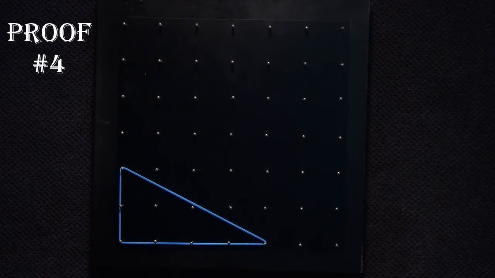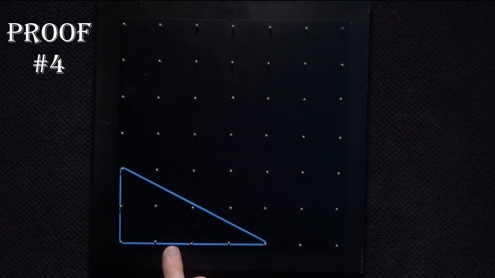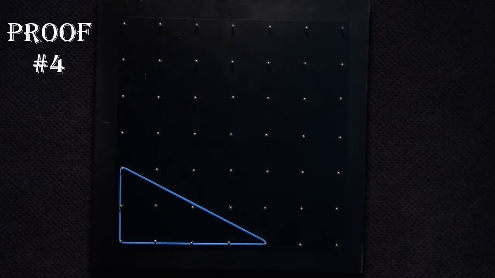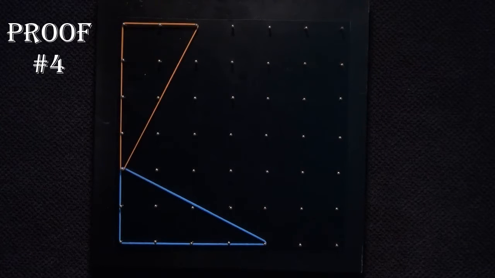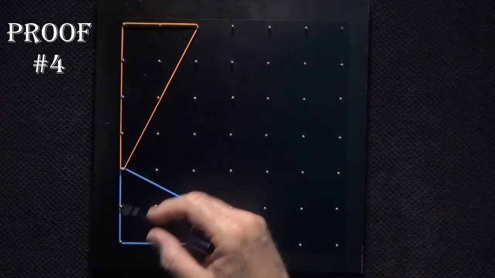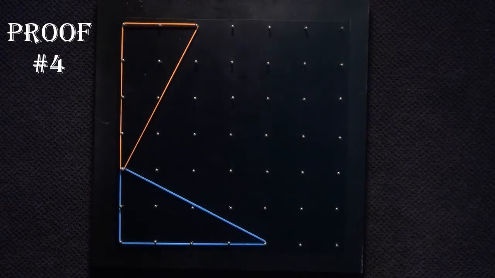This is Garfield's algebraic proof on the geoboard. We start with an original right triangle. I'm going to slide rotate that 90 degrees clockwise into this position. Because of the way we've constructed this, we know that this is a straight line and this is an angle of 90 degrees.